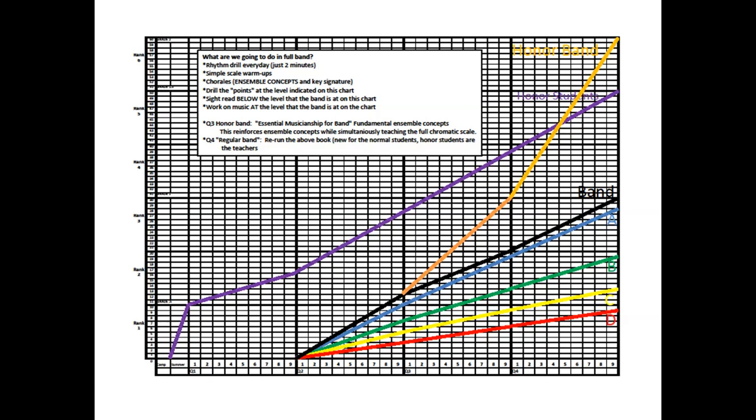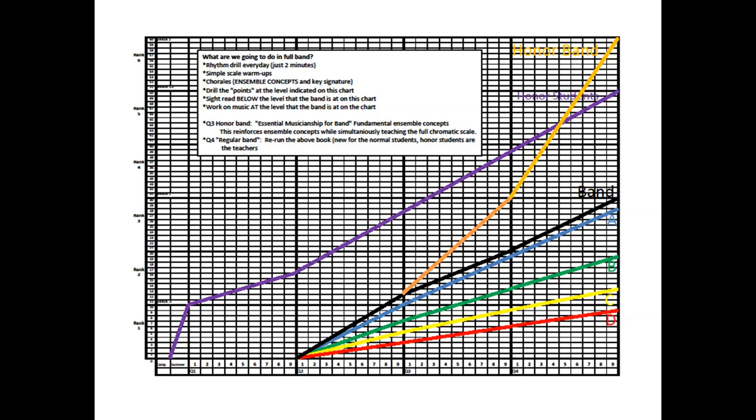For honor band, the third quarter, I'm lucky that I'm able to get 5 to 10 7th or 8th graders to come in with us, and they sit in with the honor band students and are able to answer questions. We use the Essential Musicianship for Band Fundamental Ensemble Concepts book, and this reinforces ensemble concepts while simultaneously teaching the full chromatic scale. So it's going to talk about tone quality, balance and blend, starting and stopping together, but it's also going to introduce the chromatic scale up and down.